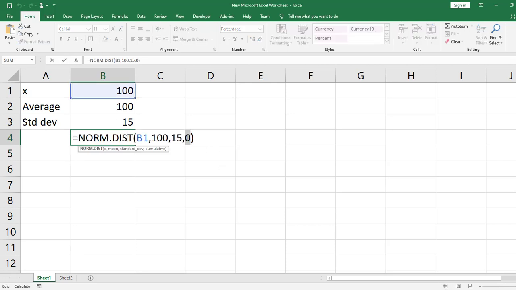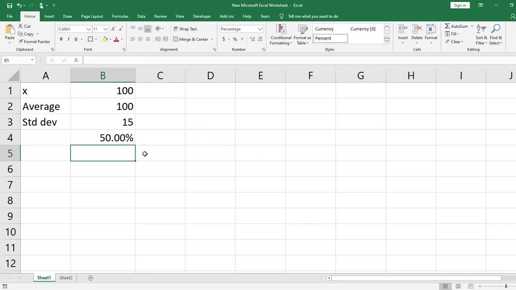If I switch that over to 1, the X or less, it's 50%. It will always be 50%, because this is a symmetric distribution, so half the observations are on one side, half the observations are on the other.